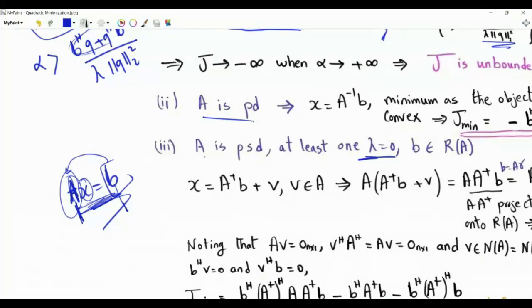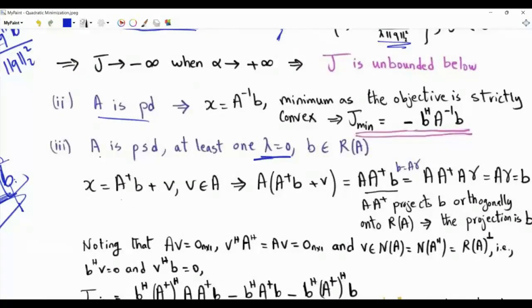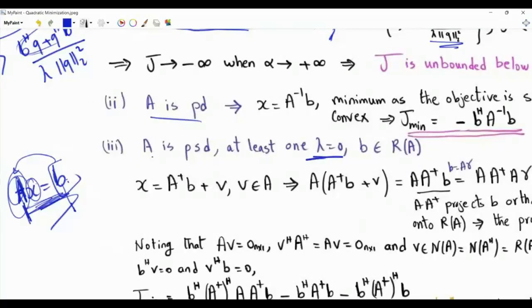So perhaps matrix A is positive semi-definite with one or more zero eigenvalues, and B is in the column space of A, or B is in the range of A. In that case, there is a solution. Why? Because if B is in the range of A, then I can find an X. Actually, I can find infinitely many vectors X such that this equation is satisfied.